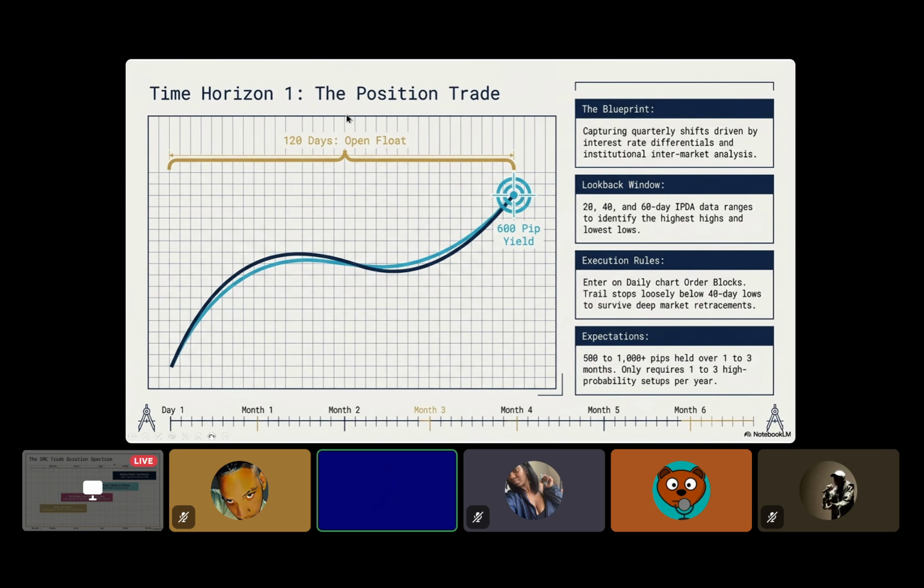Next here is the position trade, 120 days open float with your target being a 600 pip yield. So this means you start off down here and then it does its thing where it goes up, goes down, goes up, goes down, then goes and hits your target. That's what you want it to do.